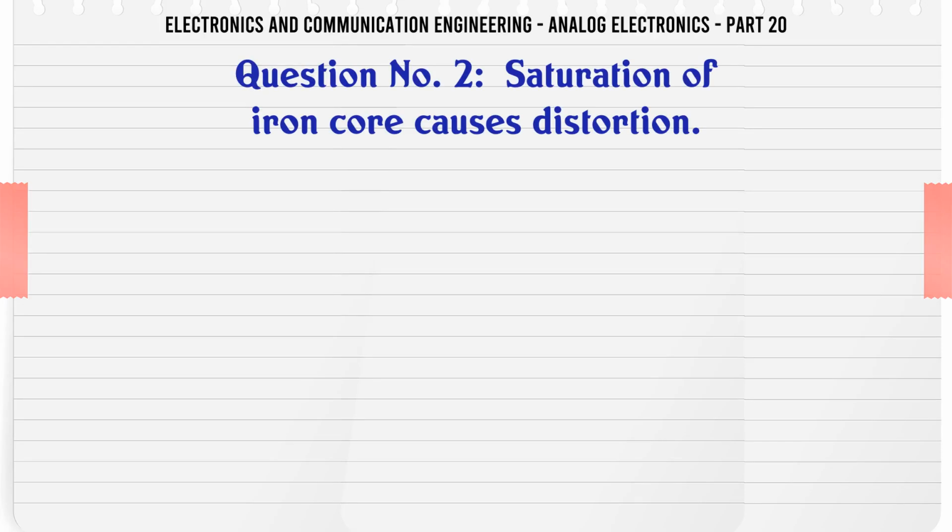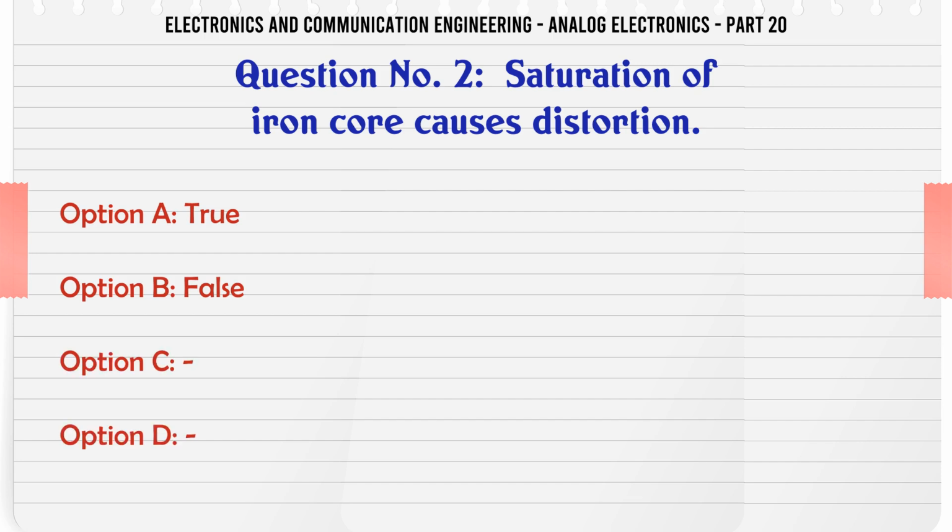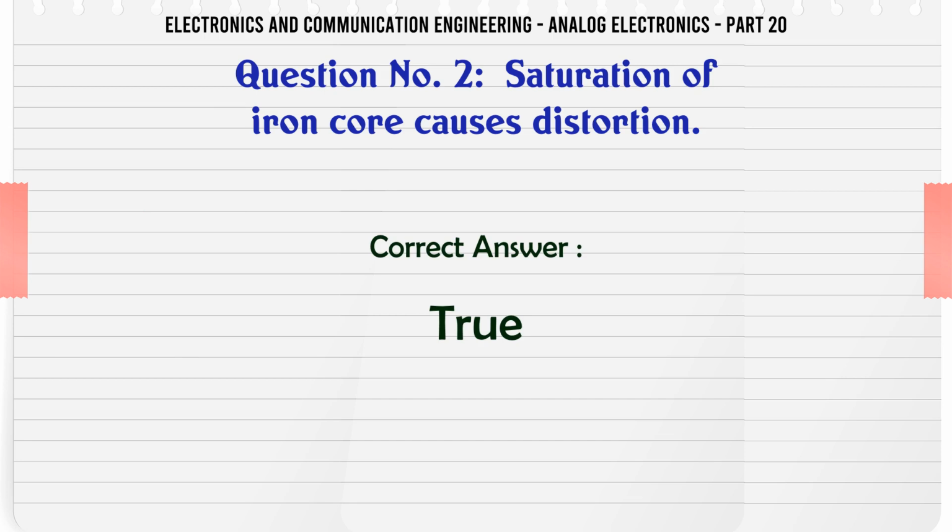Saturation of iron core causes distortion. A. True. B. False. C. D. The correct answer is true.